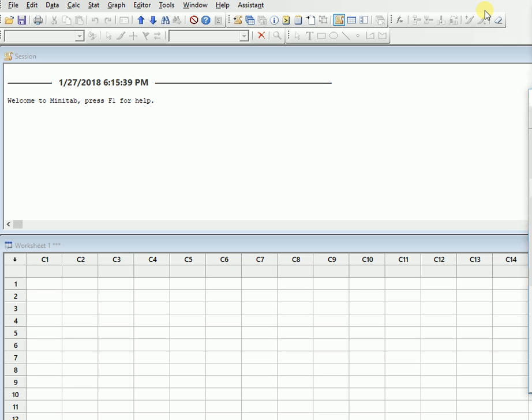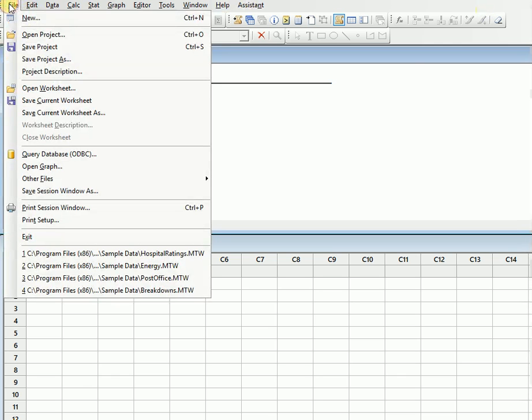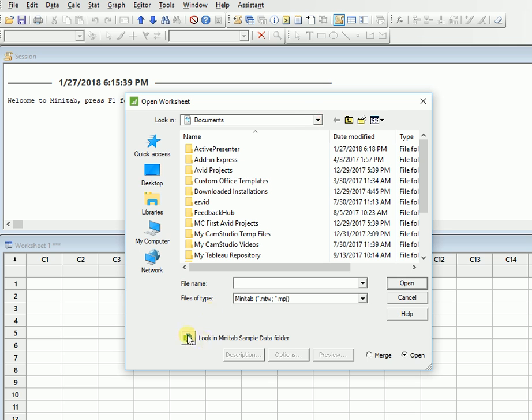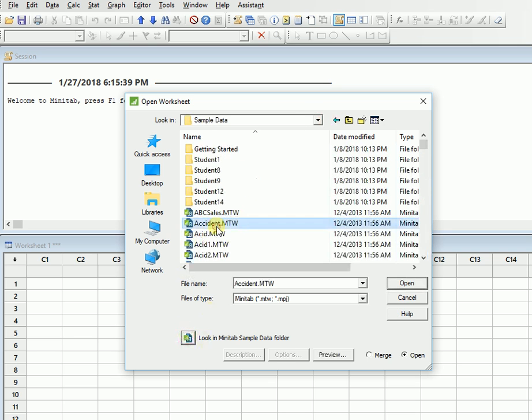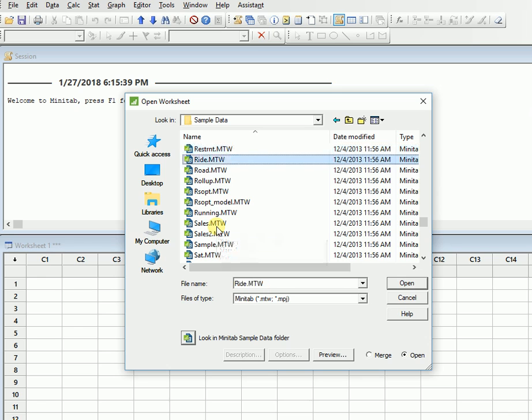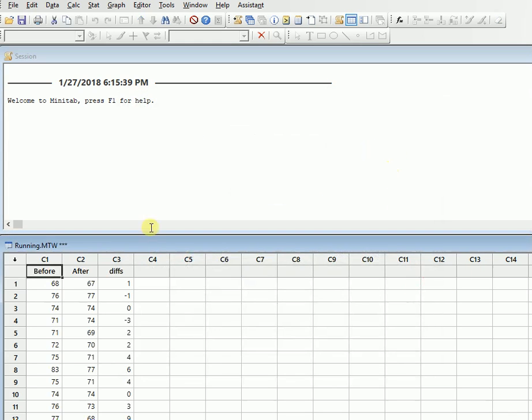So how will you do that? We will go to open worksheet, and today's worksheet, which is running.mtw, we need to find over here. Here it is. When you click it, it will open. Over here you can see the before and after data and the difference, like 68 and 67 has a difference of 1. So it also gives you the difference, and it tells you about the data.